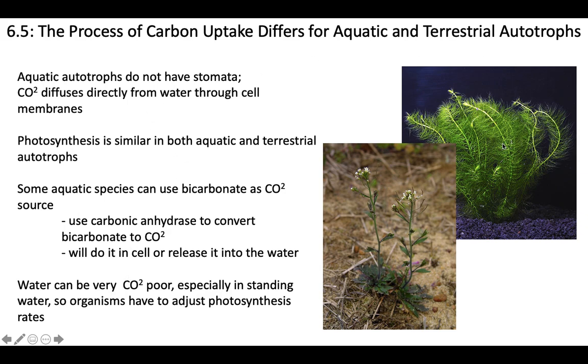Aquatic autotrophs don't need stomata because they're surrounded by water, so they don't have to deal with water loss so much, but they do have to deal sometimes with a lack of carbon dioxide, especially if that water is not well aerated. Examples of CO2-poor waters would be wetlands, for instance, and other things that don't have a lot of turbation to mix gases into the water. So the organisms that live in there have to adjust their photosynthetic rates and may even grow slower because they have less available carbon dioxide.